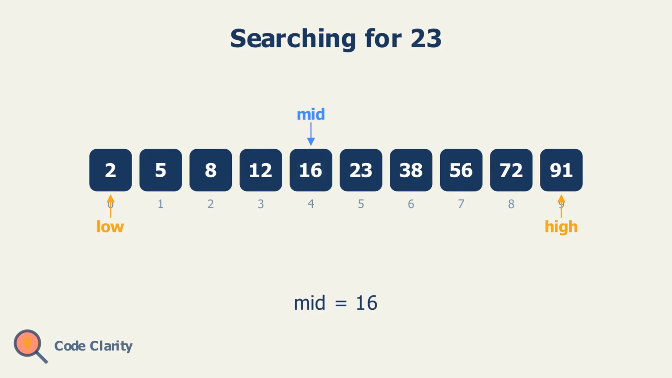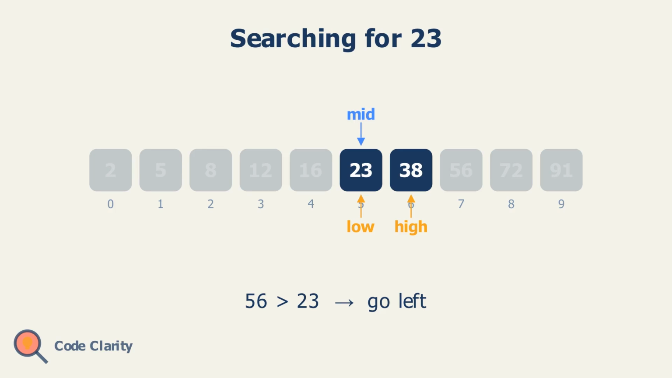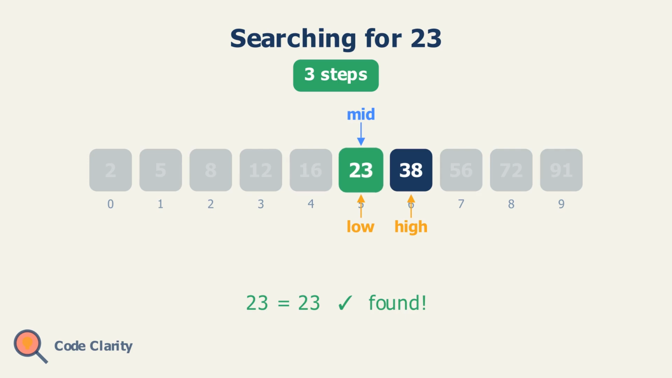Low is at index 0, high at index 9. Mid lands here, 16. Is 16 our target? No. Is 23 bigger than 16? Yes, so everything to the left is too small. Throw it away, and low jumps just past mid. New mid, 56. 23 is smaller than 56, so the entire right half is gone, and high moves left. New mid, and there it is. 23. Found. Notice what just happened. 3 steps to search 10 items and most of the array we never even looked at.